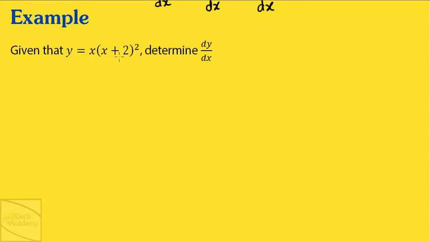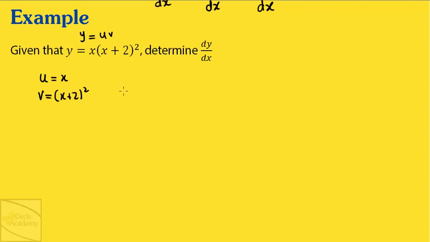So we have to determine dy/dx. y is equal to the product of two functions. The first function is just x, so u is x, and the second function is (x + 2)², so v is (x + 2)². So you can see that y is equal to uv, the product of two functions of x.